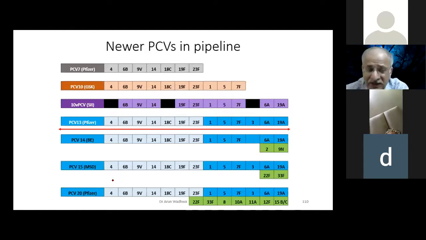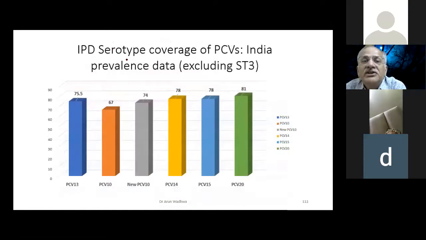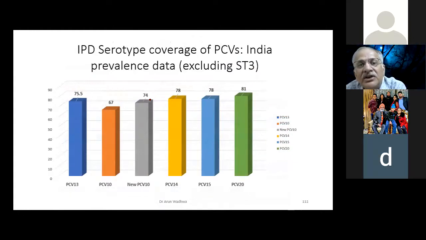So till we have better vaccines like PCV14, 15, 20, the fight still continues between the new PCV, old PCV, and the PCV13. If we see the serotype coverage of the new PCVs which will enter, PCV13 suppose gives you 75.5, the old PCV 67, the new PCV10 gives you 74%, PCV14 will be 78%, even better than the PCV13, which is expected. PCV14, 15 are more or less the same, 78, 78, and 81% by the PCV20. So till we have these, these three are the ones which we need to decide which one is the better one.